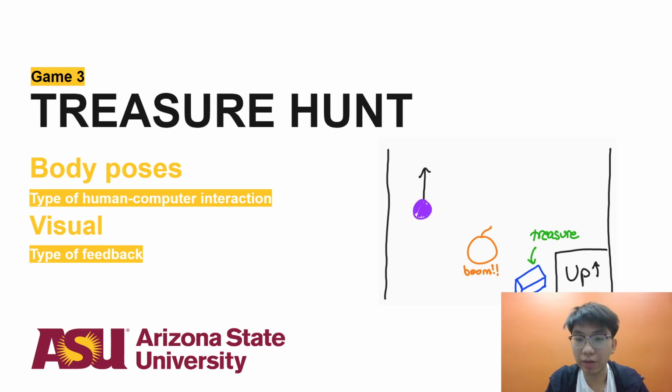Our human computer interaction here is by doing body poses. By doing that, we are trying to help the patient to be more active, develop more thinking, and have more interaction with the body in order to win this game. The type of feedback is visual. By visual, we mean that the player can see where the object is going and then make other poses to try to drive the target into the right place, the treasure.